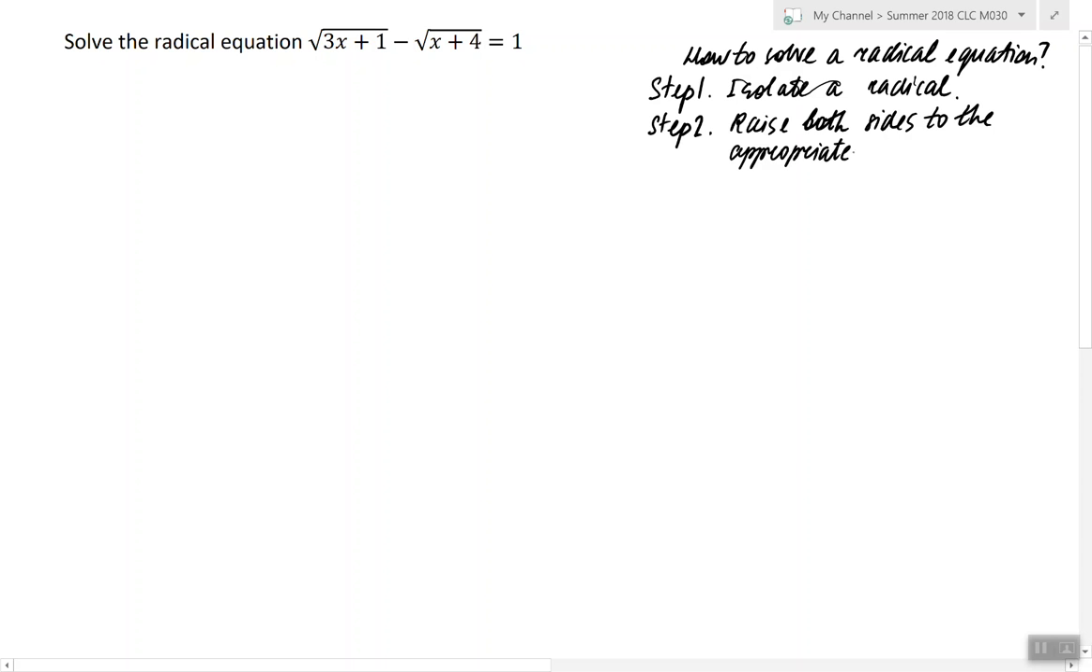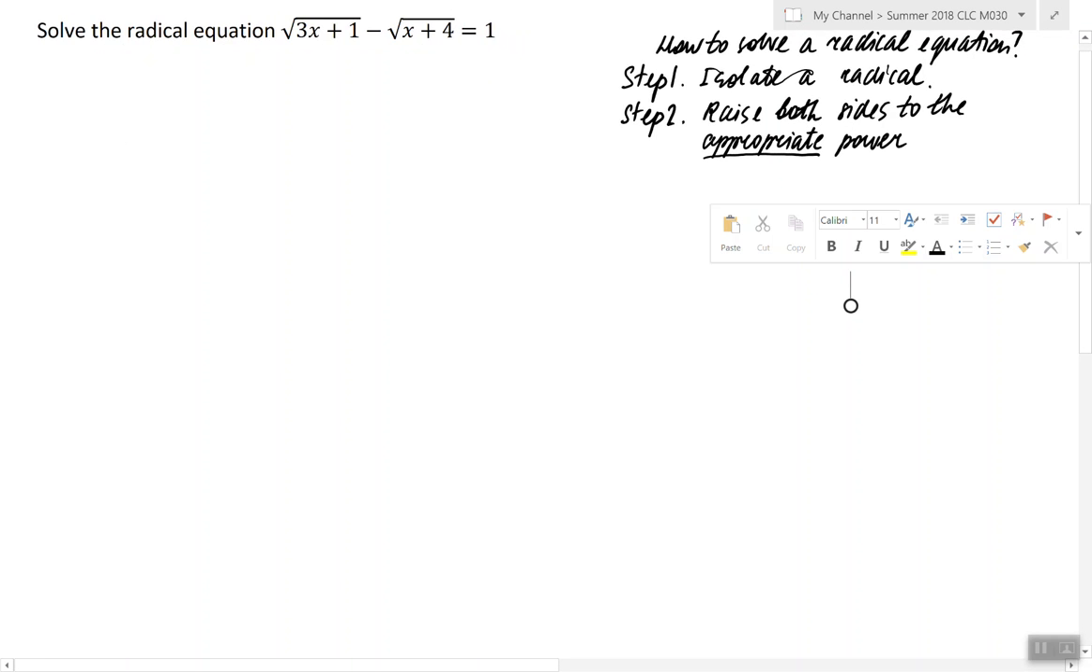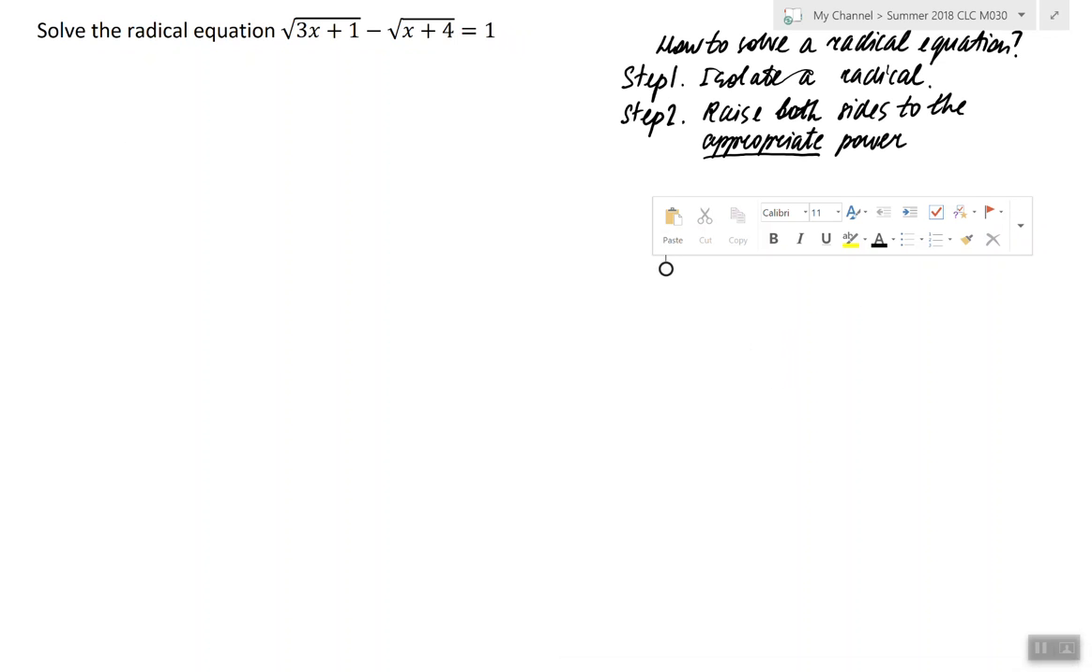So what does it mean to raise both sides to the appropriate power? That means if you have a cube root, then you probably want to raise both sides to the power 3. Also, this is the step where we want to check for even radicals like square root, fourth root, sixth root. We want to make sure that on the right side of your equation, if there is just a single number, it's not negative.